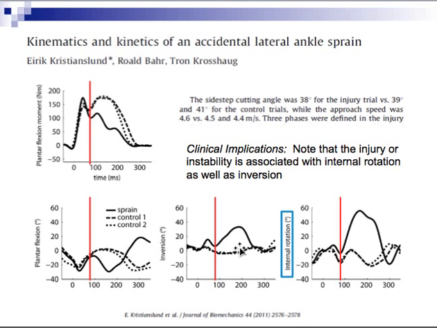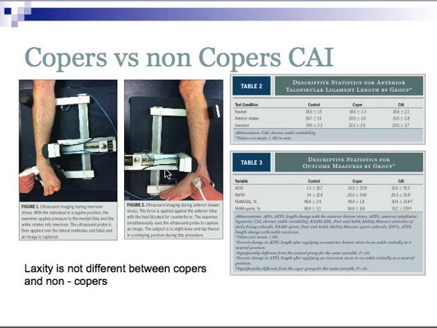So right here at 200 milliseconds, we have our peak inversion, we also have our peak internal rotation, and we are really progressing into that plantar flexion position. So the injury likely occurred later, and the 90 millisecond point was the loss of control. So the injury here is occurring over more than a 100 millisecond time frame. The clinical implication is that the injury or instability is associated with internal rotation as well as inversion and plantar flexion.